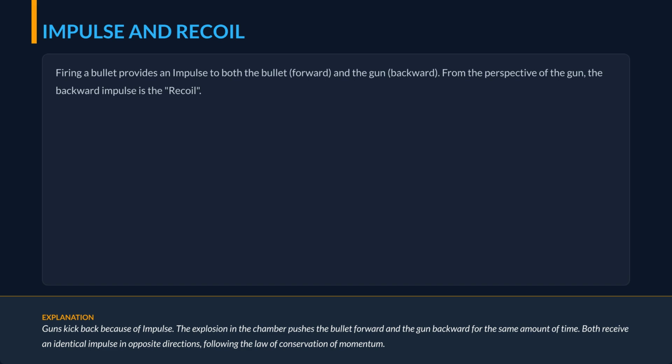When firing a bullet, the explosion provides an identical impulse in opposite directions to the bullet and the gun. The gun's backward impulse is called recoil, adhering to the conservation of momentum.